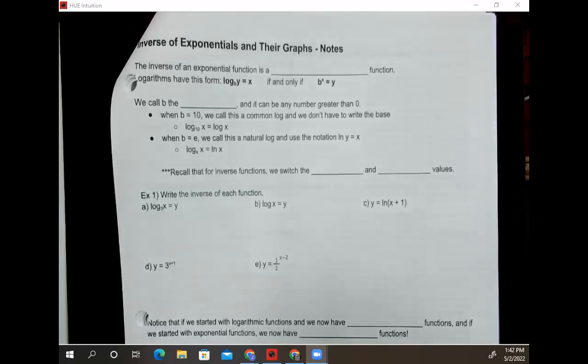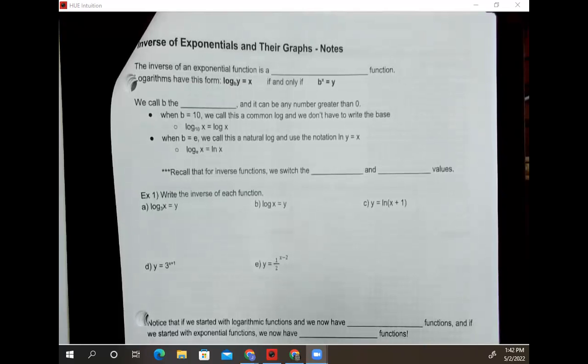We are going to start off on page 37 in your exponential unit packet. And we're actually going to talk about the inverse of an exponential function for today. So we talked about inverse functions. The inverse of a function would mean I switch x and y, switch the input and the output.